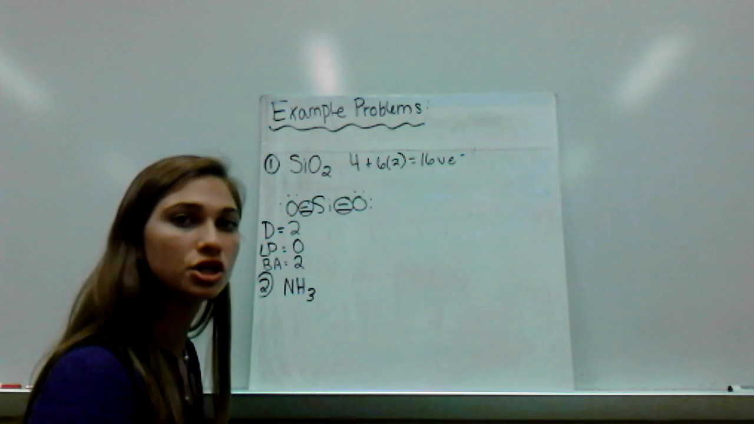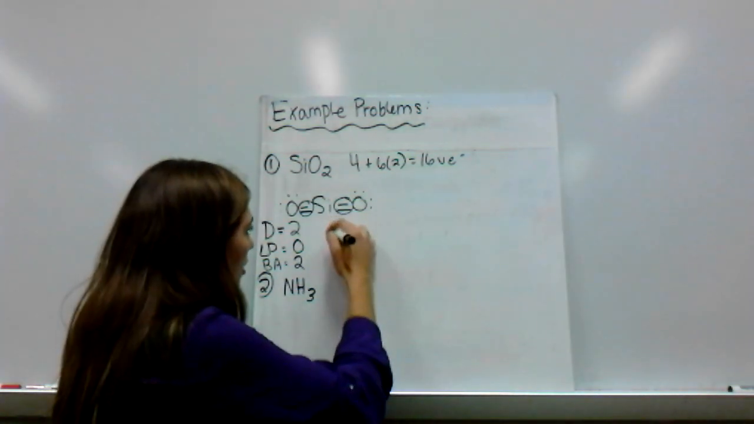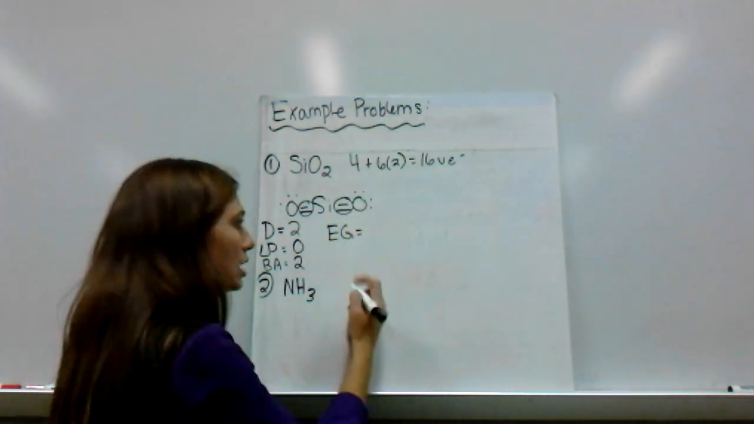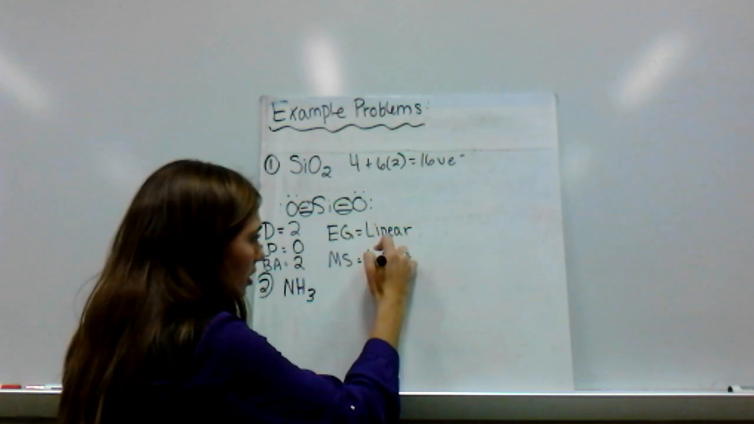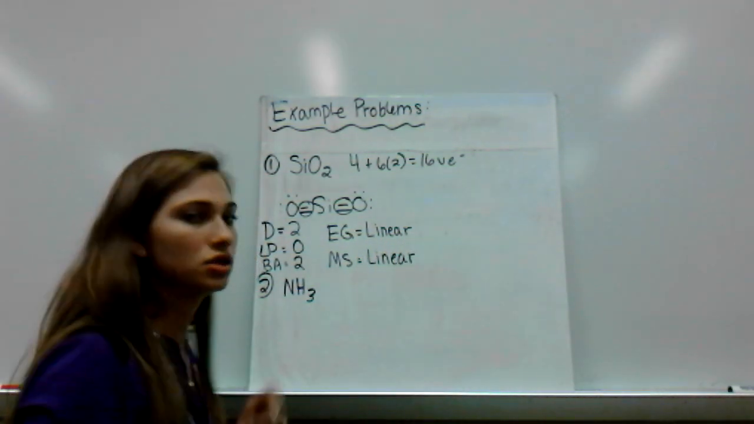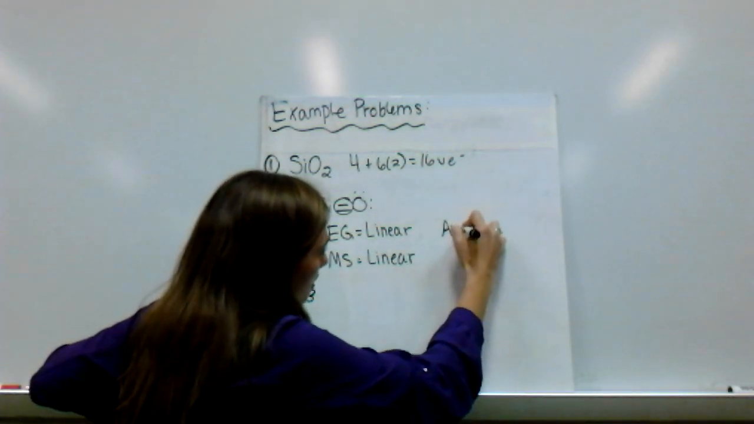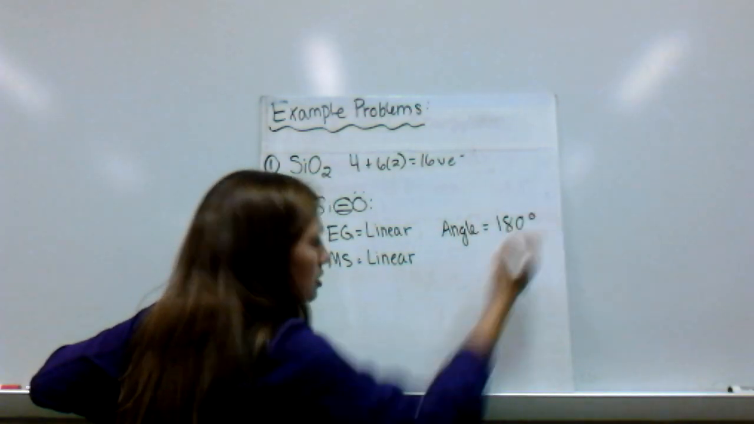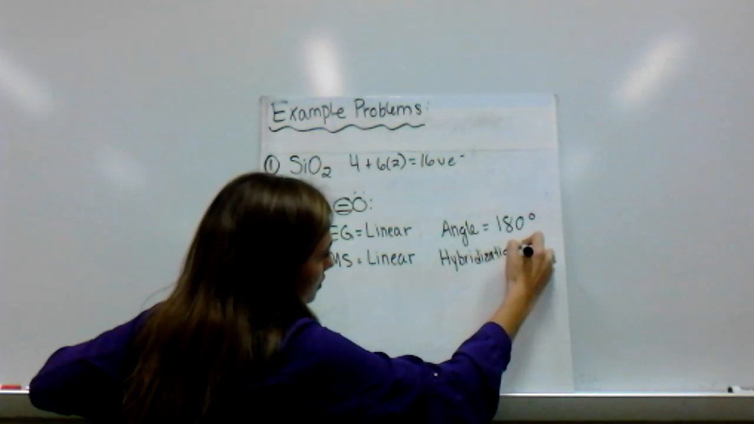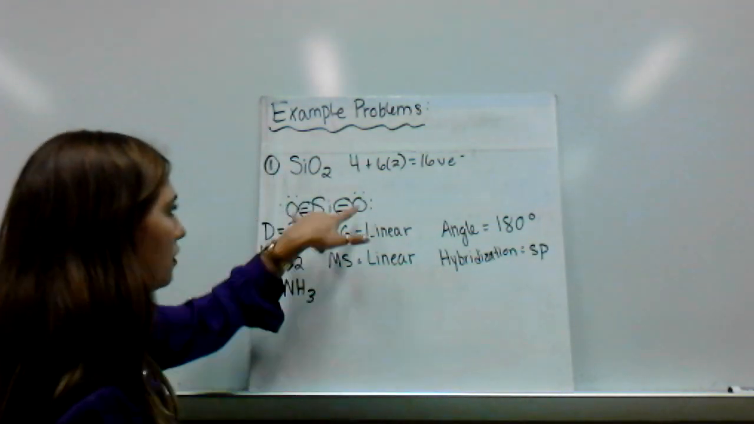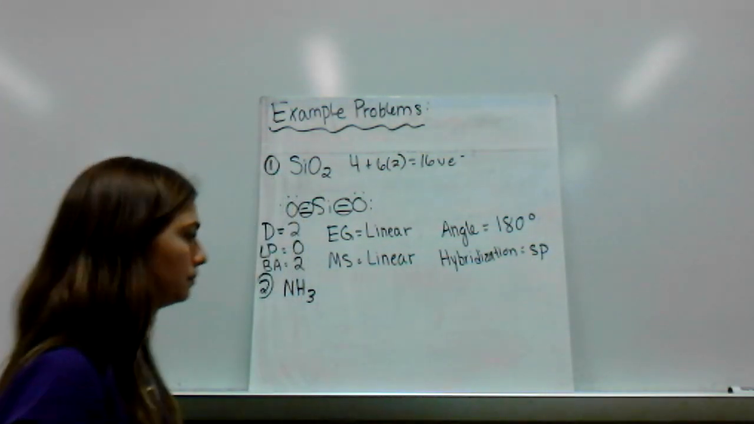This is where the memorization comes in. You need to know if I have 2 domains, no lone pairs, and 2 bonded atoms, that the electron geometry is going to be linear, and I have to know that the molecular shape is also linear. If I have an electron geometry of linear and a molecular shape of linear, that means that my angle is going to be 180 degrees, and my hybridization is going to be SP. We have two atoms bonded to the center atom, okay? So you have two letters, S and P.